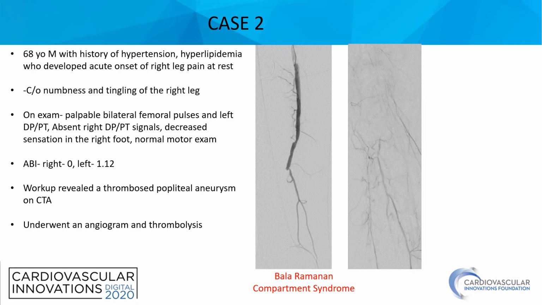His ABI on the right was 0 and a toe pressure of 0, and on the left side he had normal ABIs. Workup revealed a thrombosed popliteal aneurysm on the CT scan. He underwent an angiogram which revealed the thrombosed popliteal artery and 2-vessel runoff via the PT and peroneal artery. The thrombosed popliteal artery was crossed and thrombolysis was initiated with TPA.